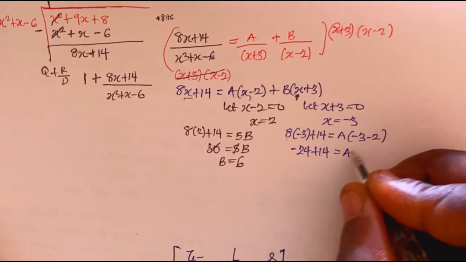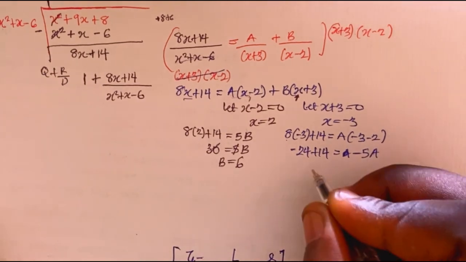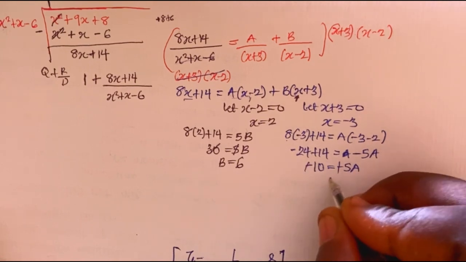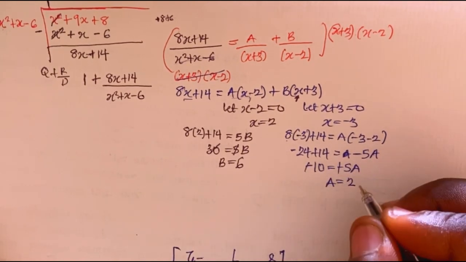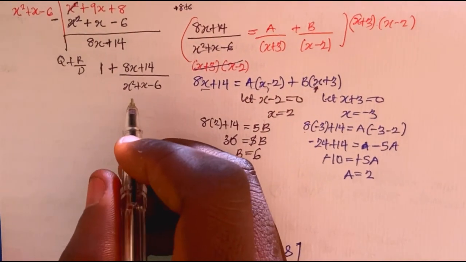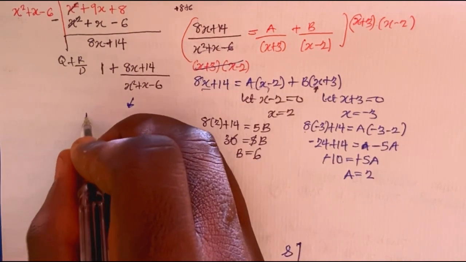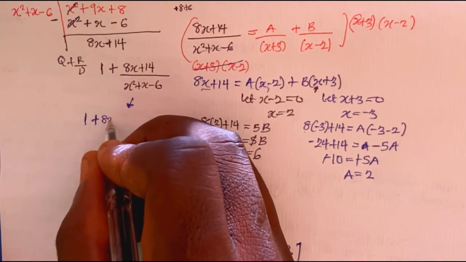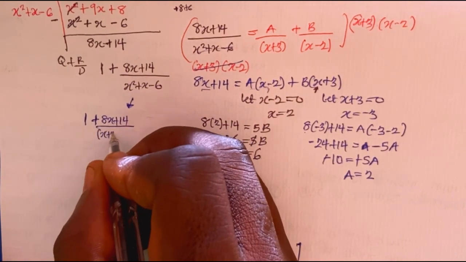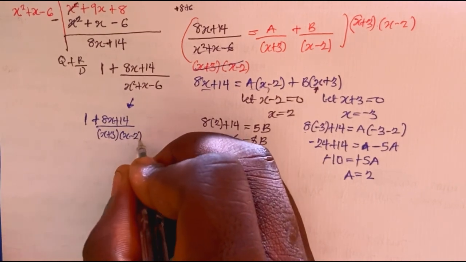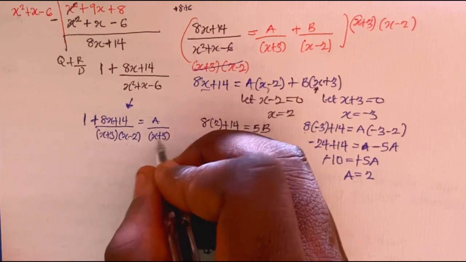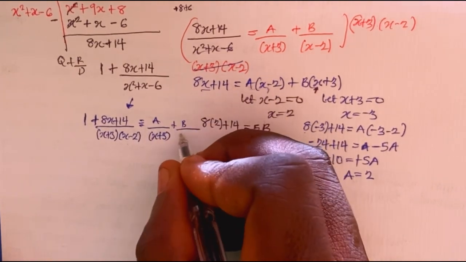Which is equal to what? A, that's actually, let me just say this is actually minus 5A. So here I'm having minus 10 equal to minus 5A. So this cancels this, I'm having my A equal to 2. By the time you divide both sides by 5, our A is actually equal to 2. So what I'm going to do here is that this expression is now 1 plus 8x plus 14 divided by x plus 3 and also x minus 2. This expression is equivalent to A over x plus 3 plus B over x minus 2, right?